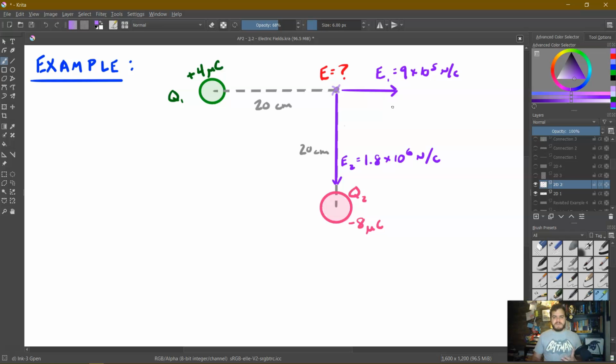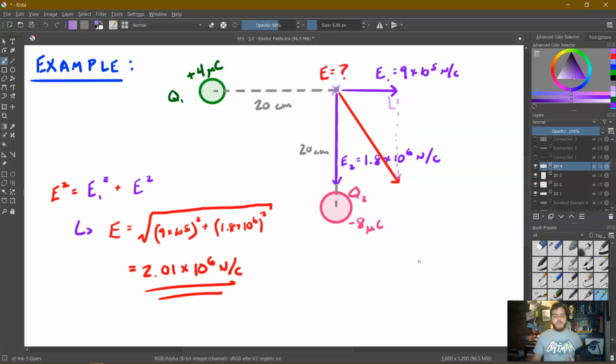The only difference is now that the electric field from the negative charge is now pulled downward rather than pulled to the right. And if I want to therefore find the total electric field, well, then I just have to add them tail to tip like I would vectors. I take E1 and I could add E2 right here. This is a right triangle, and I could figure out the magnitude of this hypotenuse, which would be the total electric field strength at that point in space.